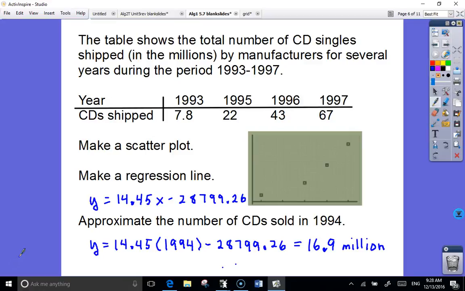You can see I did that here. Plug in 1994, and I got 16.9 million CDs shipped in 1994.